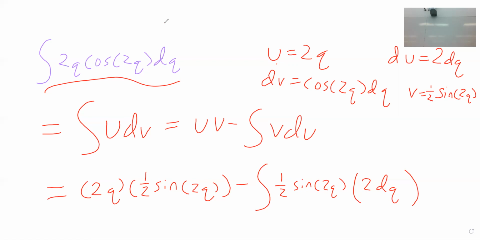The benefit is once we get done with all this, we can check our answer by taking what we have and then taking a derivative. We'll see at the end there. But I think everything is good at this point. u is 2q, so derivative du equals 2 dq. dv was cosine 2q dq. So then v, take an integral of that, we'd want 1/2 sine of 2q. I think everything is good so far.